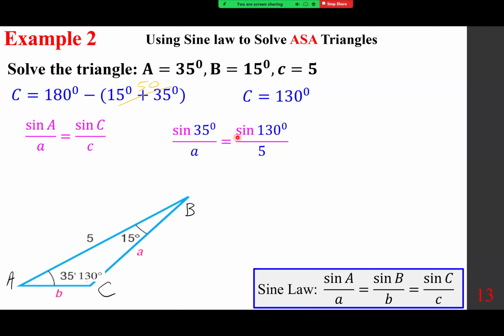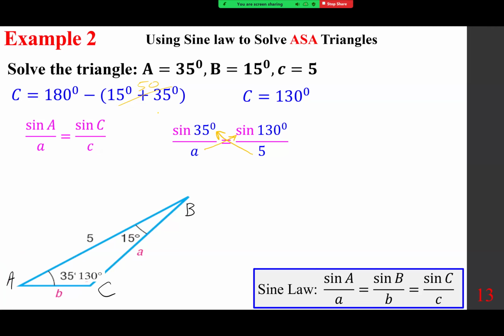So cross multiply: the product of these two is equal to the product of these two. I write it at the top, and again, just make sure you remember to do this in one shot.